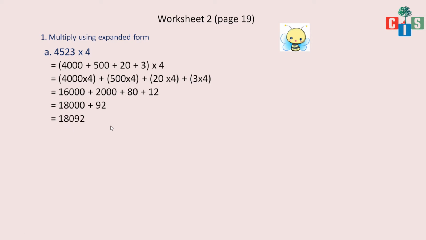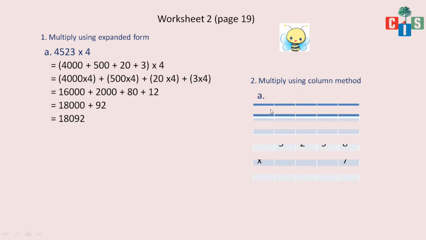Fine. Now moving on to the next question, that is 2. I have taken from the second part, multiply using column method. Now this was expanded form. Now I have taken the column method. What do you do in column method, students? Yes, you have your columns, that is the place value chart. Yes, so from that I am solving the A part. That is, you have to multiply 5,258 by 7.